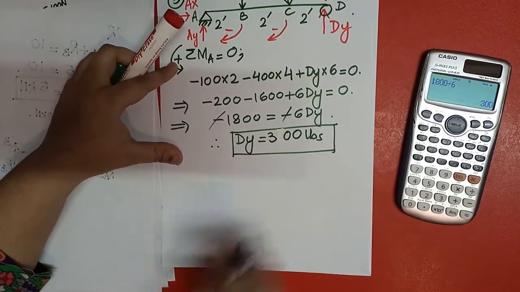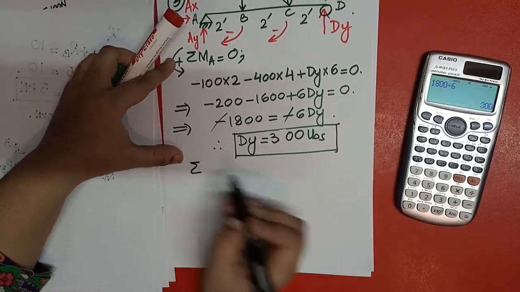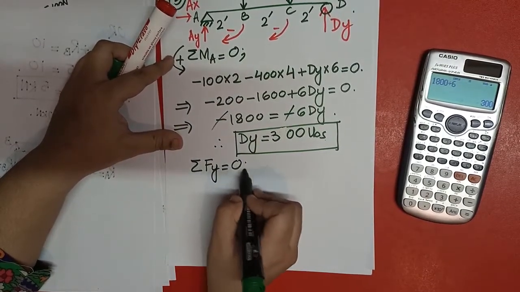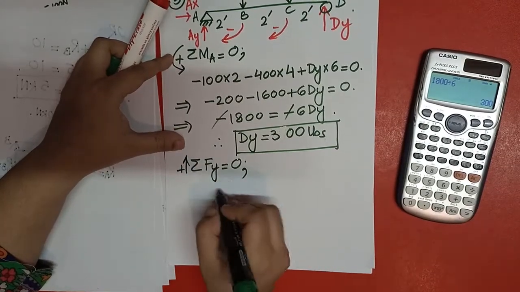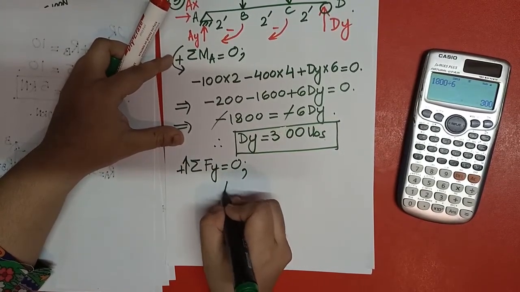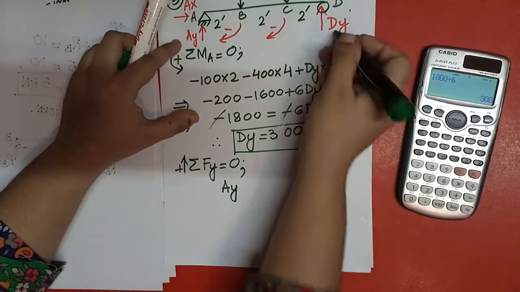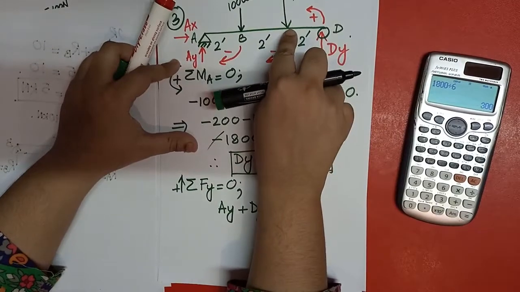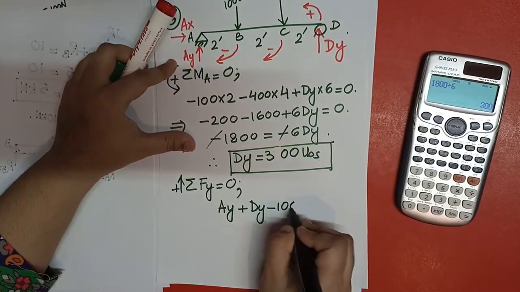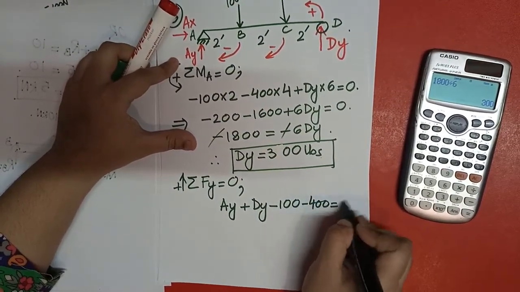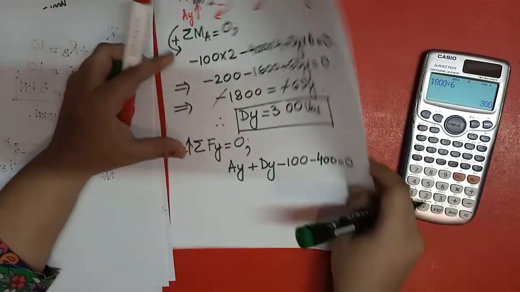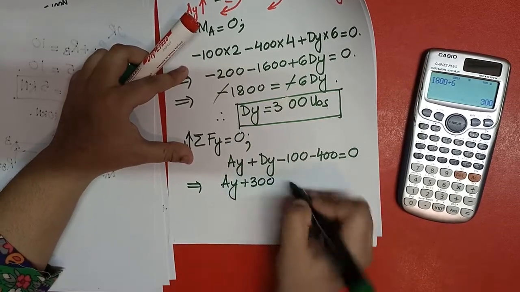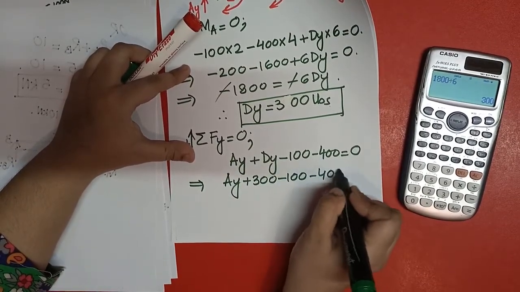So what I have to do next is sum up vertical forces again to find this AY. Summation of Fy equals 0. AY is upward, so it should be positive. DY is also upward, so it should also be positive. This force is downward, this force is downward, so both are negative. So minus 100 minus 400 equals 0. We have already calculated the DY value, so I can write AY plus 300 minus 100 minus 400.